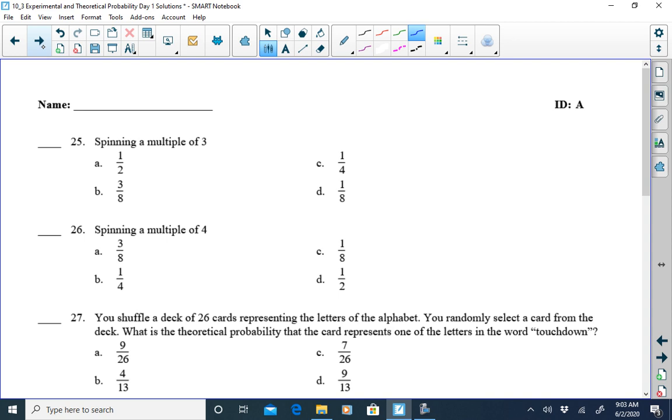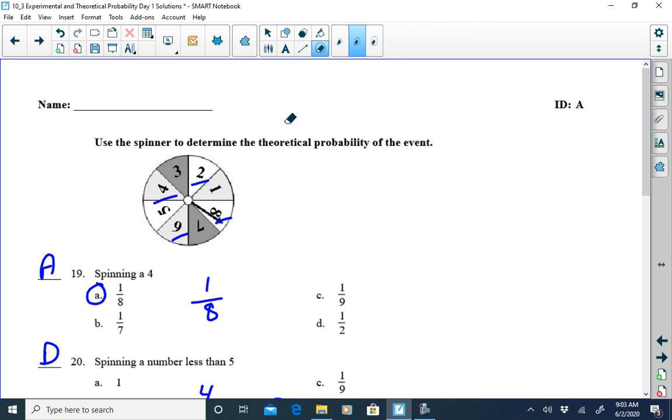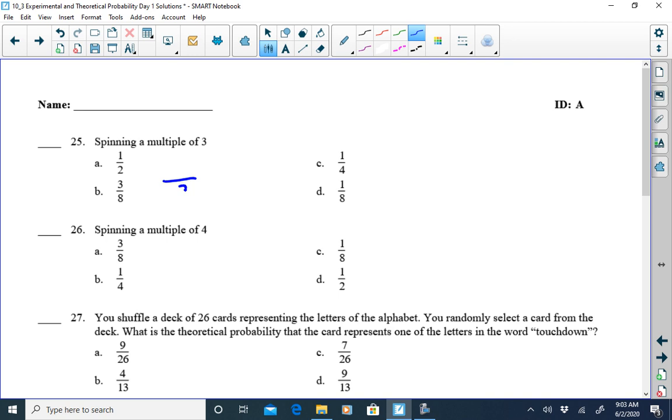Question 25, spinning a multiple of 3. So I have to go back to my spinner. Well, 3 and 6 are your only multiples of 3. So out of the 8 possible outcomes, 2 of those outcomes are multiples of 3. So 2 out of 8 would simplify to 1/4, which is answer C.